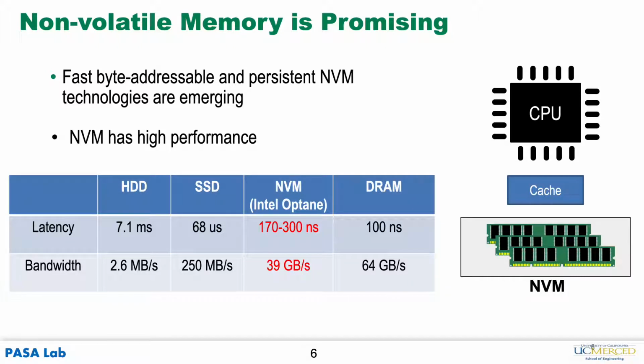Non-volatile memory is promising to provide a highly efficient, reliable HPC system. Intel recently released the Optane DC persistent memory DIMM with DRAM-comparable performance, which can be used as the main memory for the system.